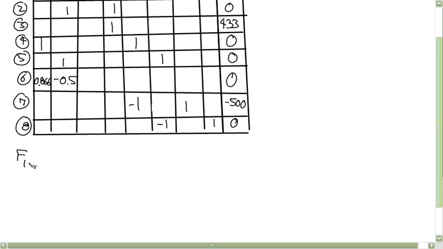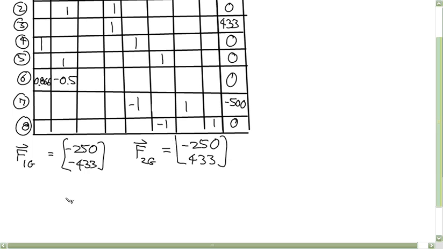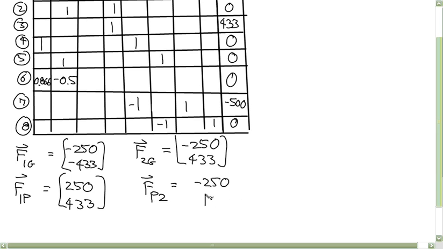Solve this and you get the force F1G is equal to negative 250, negative 433. F2G is equal to negative 250, 433. F1P is equal to 250, 433. And FP2 is negative 250, 433. Okay. Let's interpret this too while we're at it.